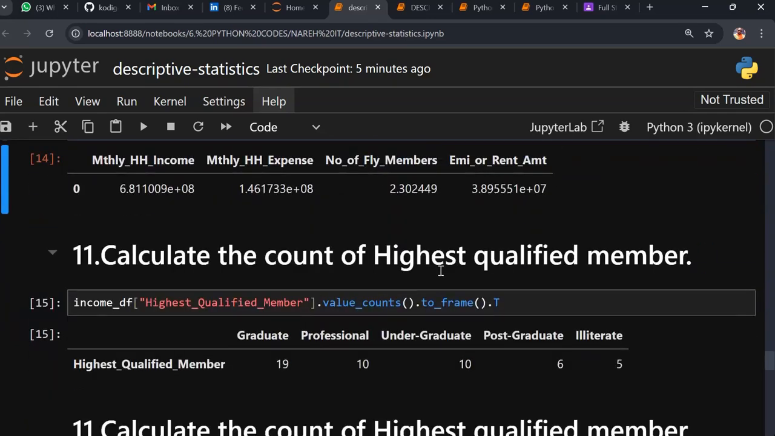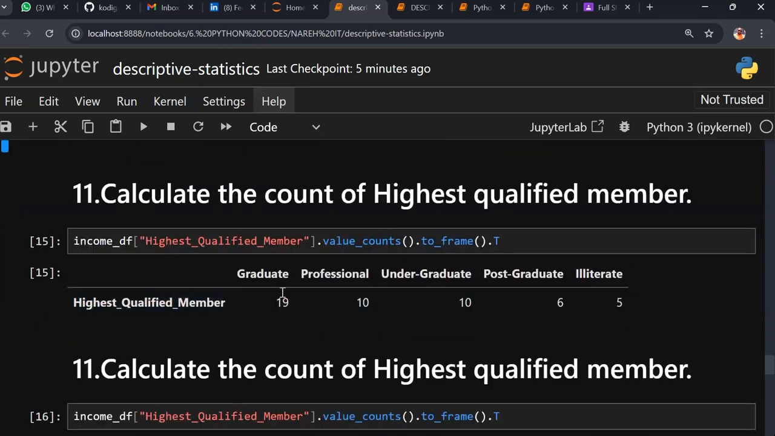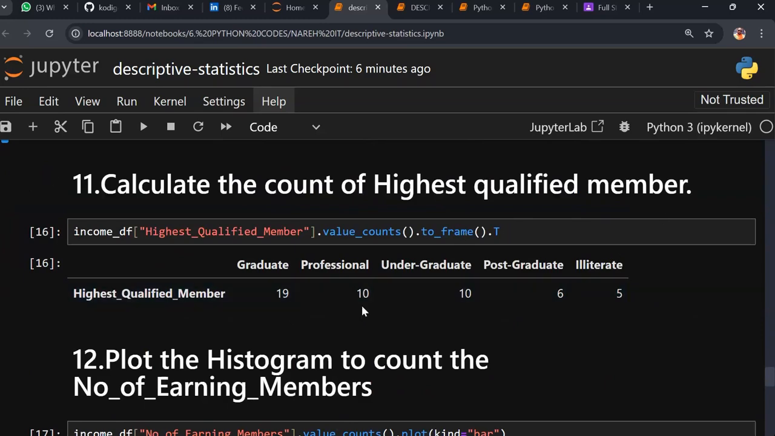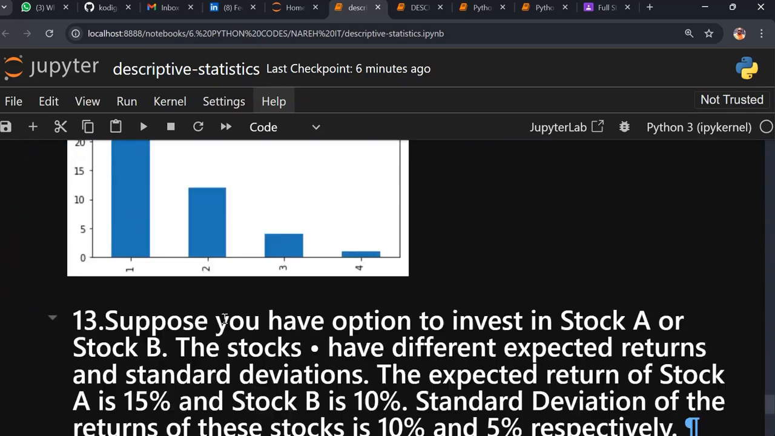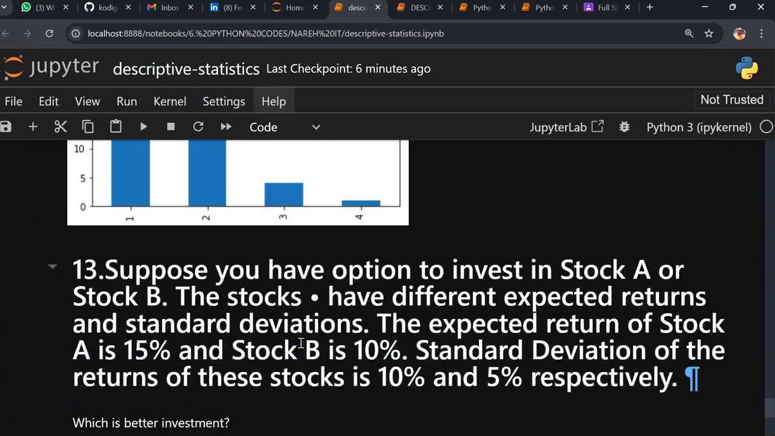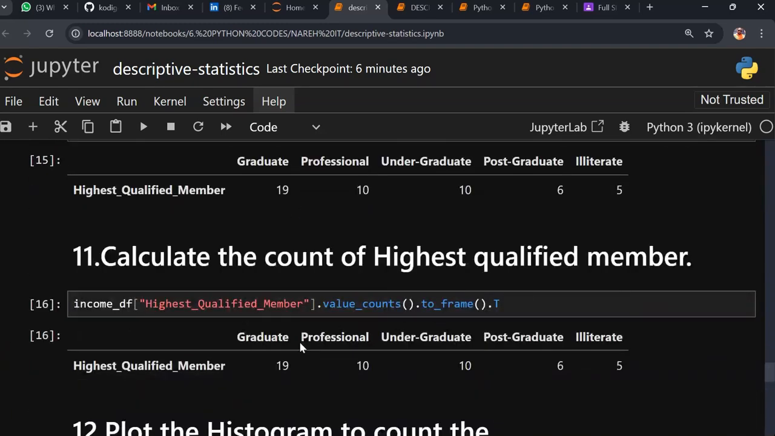Now calculate the count of the highest qualified member. In the data set which we loaded, the highest qualified is graduate, because 19. Professionals 10, undergraduate 10. So calculate the count of highest qualified. We did the same thing. Now histogram. So guys, I hope you understood how to find the coefficient. This is a very simple code, or not?